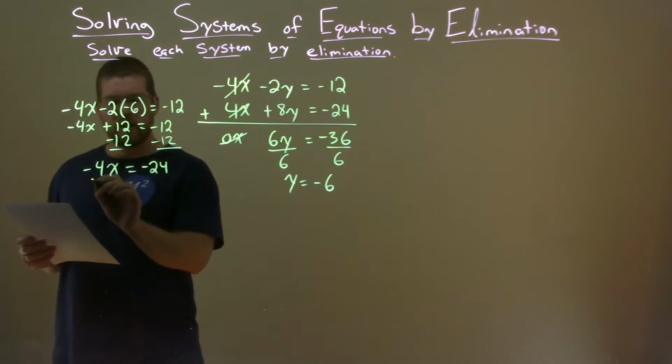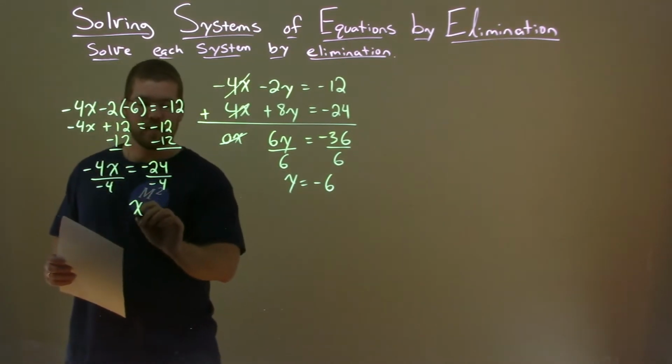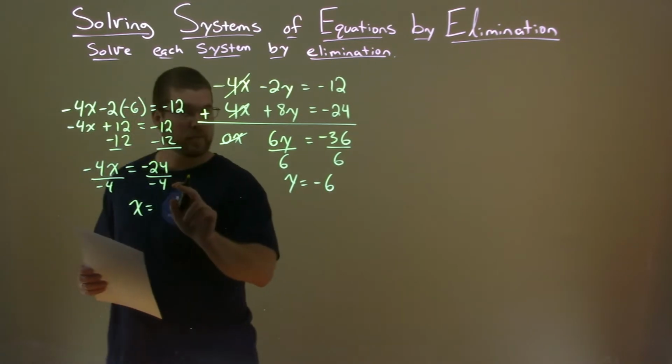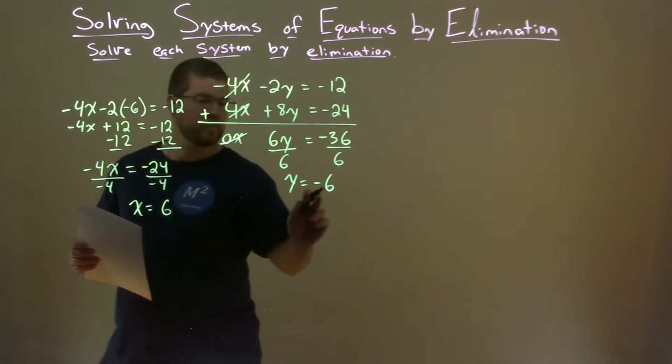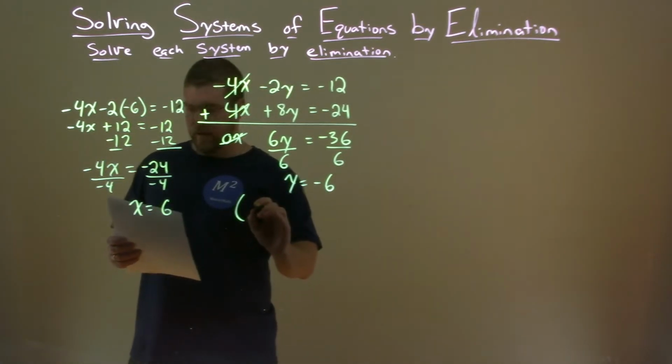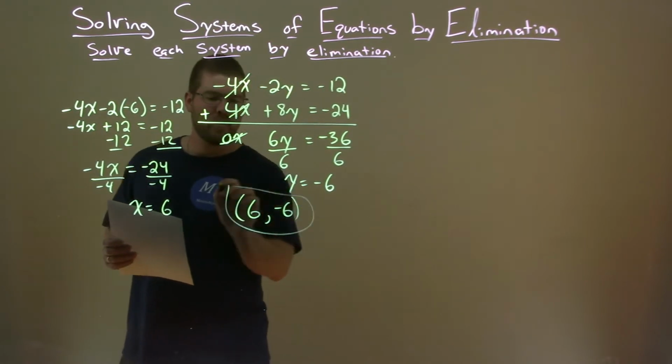Divide both sides by negative 4. And what are we left with? Well, x equals negative divided by negative is a positive. 24 divided by 4 is 6. So we have x is 6, y is negative 6. Our final answer is a coordinate point (6, negative 6). And there we have it.